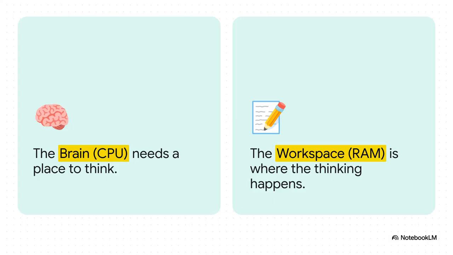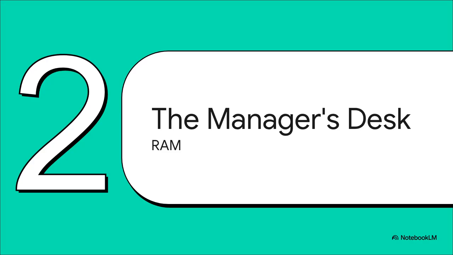But here's the thing. Even the smartest manager in the world can't work without a desk, right? A workspace to spread out all the current projects and grab information quickly. The CPU is the brain for sure, but it needs a place to actually do its thinking, and that brings us to its most important partner. So, welcome to the manager's desk. In the tech world, we call it RAM.